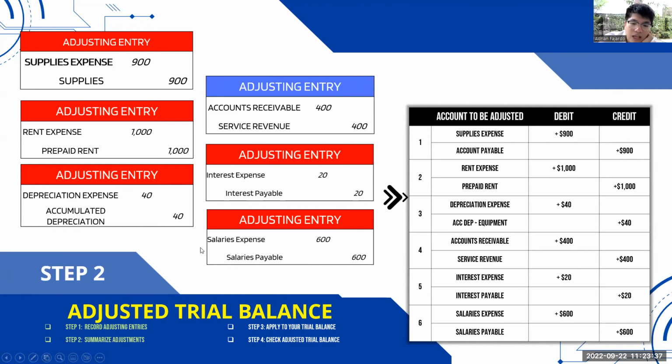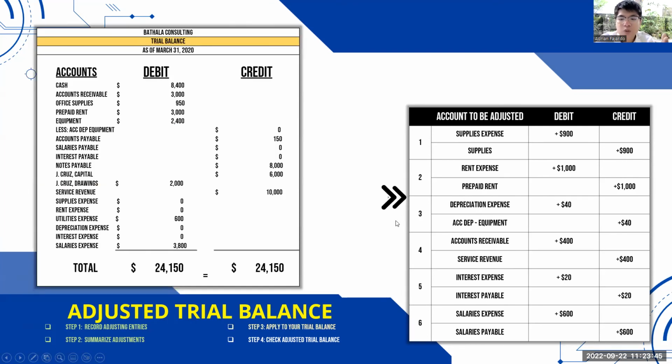So again, now that you have, so step 1, record your adjusting entries. Step 2, summarize your adjustments. Step 3, we have to apply them to the trial balance. So again, this is the unadjusted trial balance. So now let's adjust, right? Supplies expense muna. So supplies expense plus 900. So let's look for supplies expense. So currently our supplies expense is 0. So we add 900. So now it's 900.